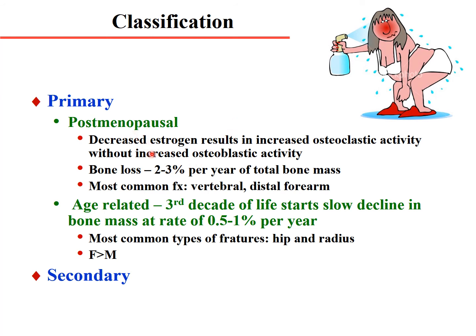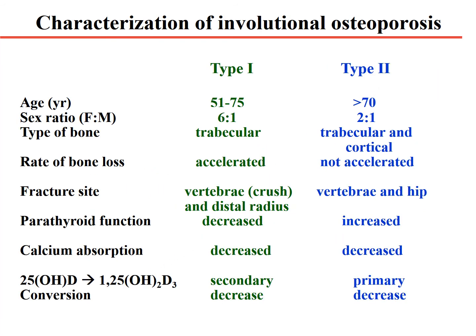If postmenopausal osteoporosis occurs in males, that could occur, and this is also correlated with estrogen. We do have estrogen, but of course at a lower level, but it can still regulate osteoclastic activity. The secondary osteoporosis is usually induced by different diseases.